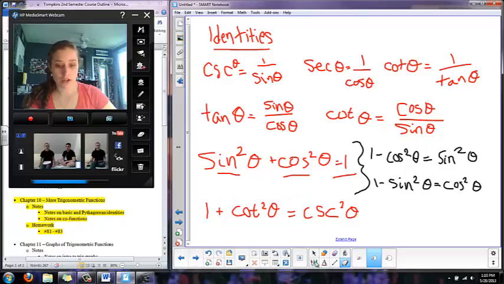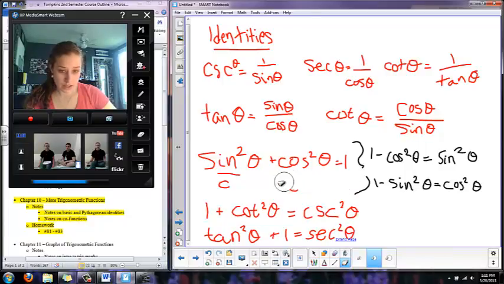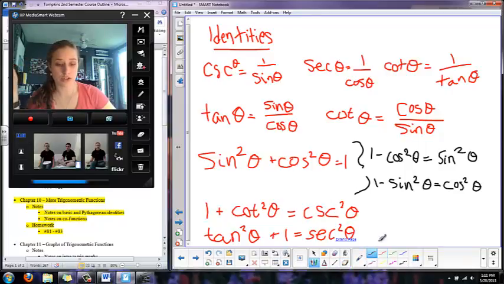And then the third one, we're going to go through and divide everything by cosine squared theta. So you can do this on your test. Sine squared divided by cosine squared is tangent squared theta. Cosine squared divided by cosine squared is equal to 1. And 1 over cosine squared is secant squared theta. So those are all of the equations that you could possibly need to complete this test. As long as you have those written up top on your sheet of paper when you're doing this, you should be fine.